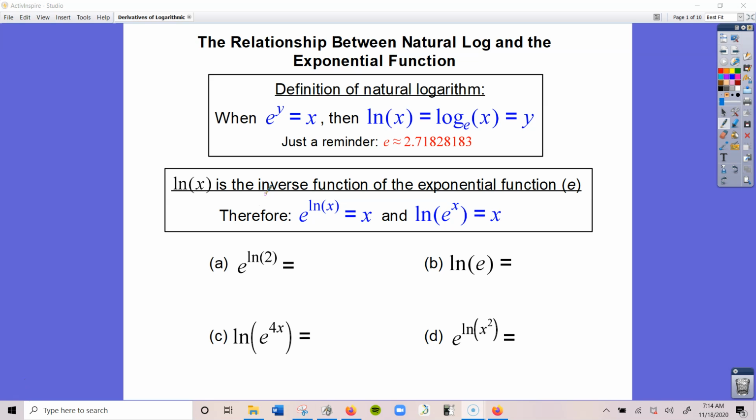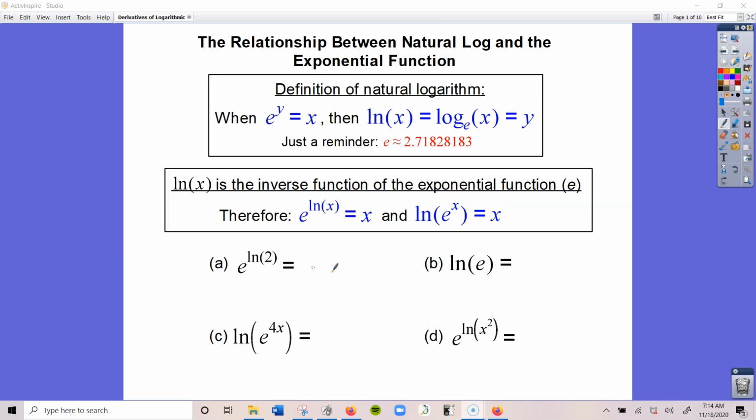Now, since the ln and e are inverse functions, that means that they would cancel each other out. So if you have e raised to the ln of x, the answer would just be whatever is inside of ln, in this case x. And the ln of e raised to the x would also just equal x. It would be the exponent since ln and e would cancel.